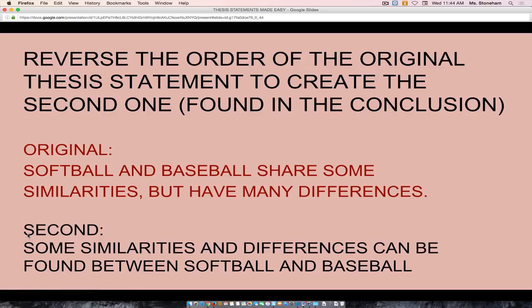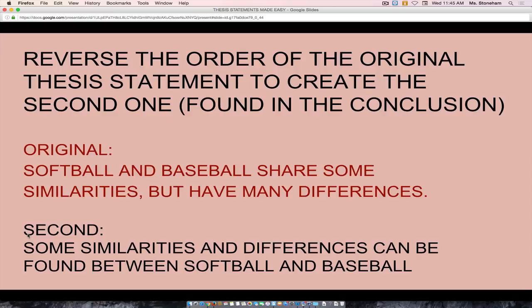So if we were to reverse the original order of the thesis statement, we can create a second one. And this time we put it in the conclusion. Now remember, if in the introduction I'm basically saying this is what I'm going to tell you, and then in the conclusion I'm going to say this is what I've told you, I need to tell you twice. Correct? And so I don't want a carbon copy of the first, but if I flip the order, then I can come up with the second one.